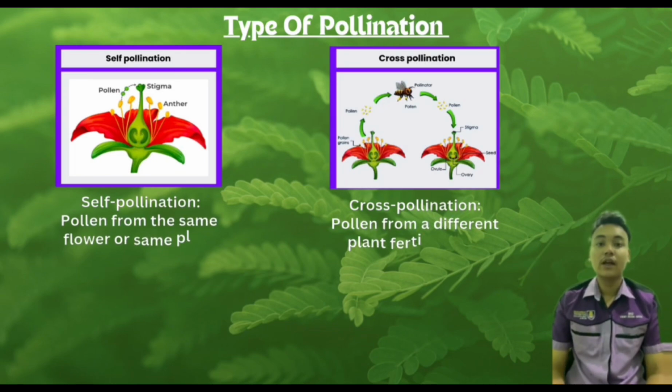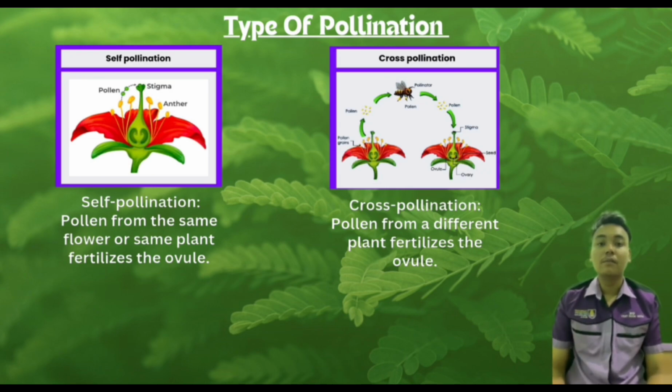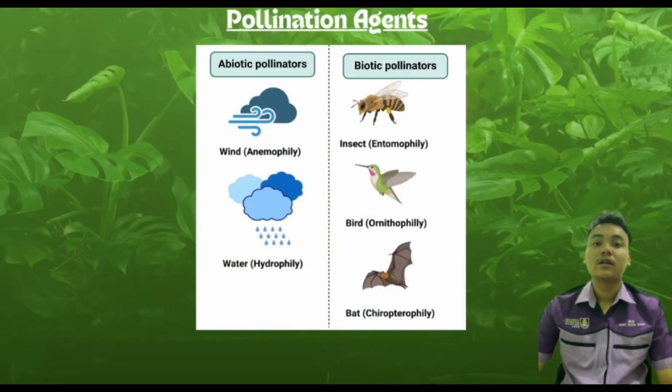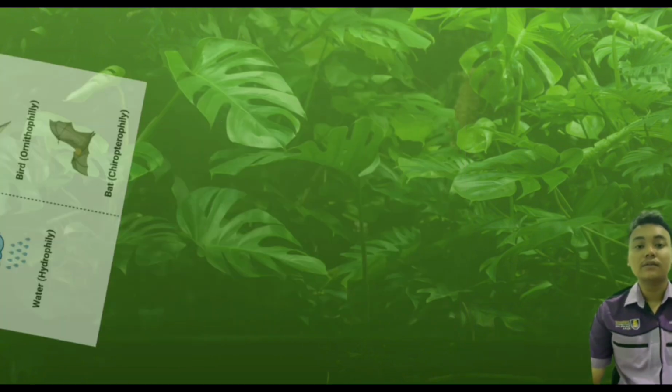Types of pollination. There are two types: self-pollination and cross-pollination. In self-pollination, pollen from the same flower or the same plant fertilizes the ovules. For cross-pollination, pollen from a different plant fertilizes the ovule. Next, I talk about pollination agents. There are two pollination agents: abiotic pollinators and biotic pollinators. Examples of abiotic pollinators are wind and water, while biotic pollinators are insects, birds, and bats.